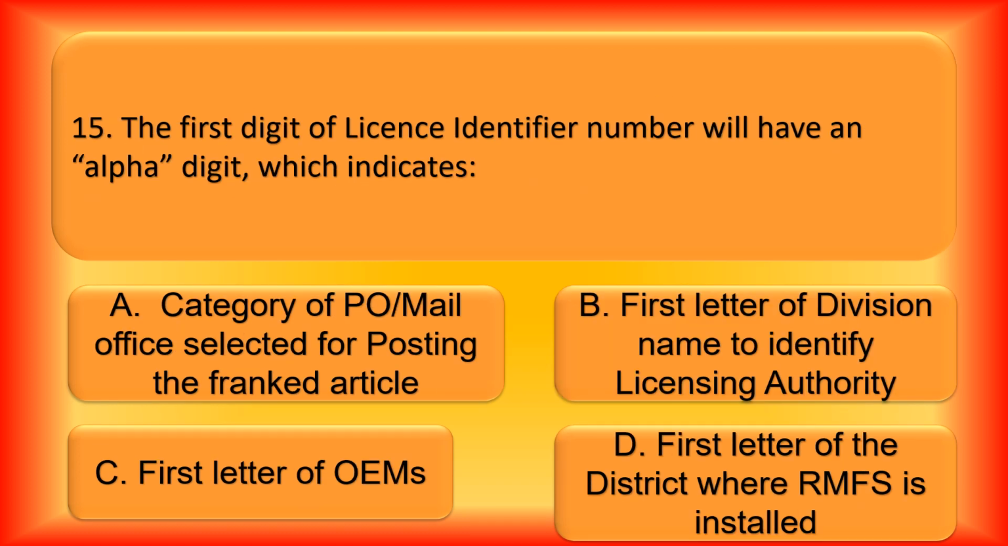Question number 15. The first digit of license identifier number will have an alpha digit, which indicates Option A, category of PO, public mail office, selected for posting the franked articles. Option B, first letter of the division name to identify licensing authority. Option C, first letter of OEMs. Option D, first letter of the district where RMFS is installed. The correct answer is Option C, first letter of OEMs. That is, if P is given, it is Pitney Bowes. N is given, it is Neo Post, like that.